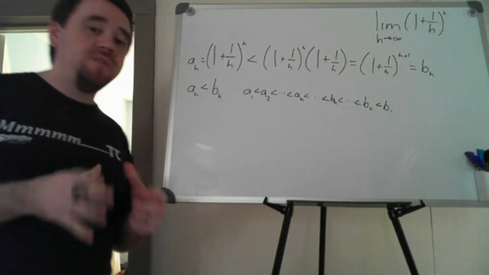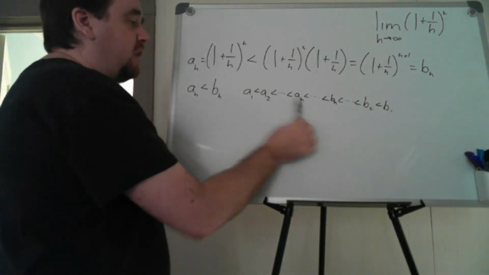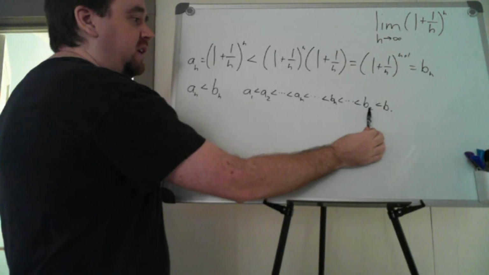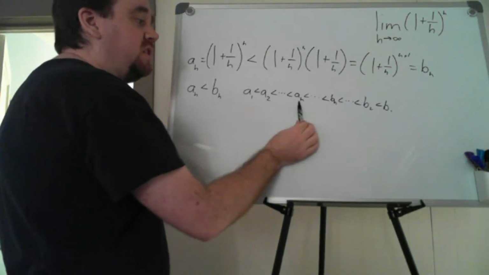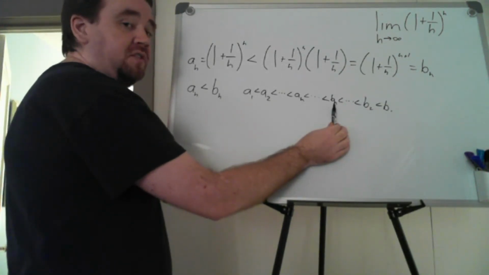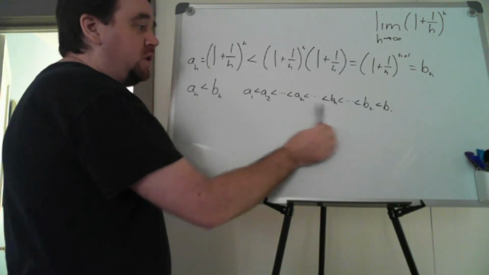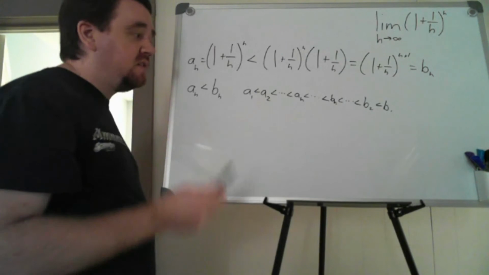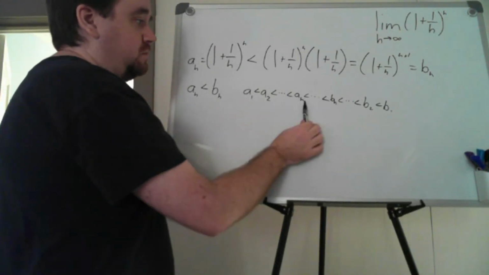So we can combine those two together because think about it, if I put in a 1 for a, it has to be less than B sub 1, and a 2 for a has to be less than B sub 2, and a million for a has to be less than B sub a million, and a trillion and a quadrillion and all this kind of stuff. They have to be less than each other.